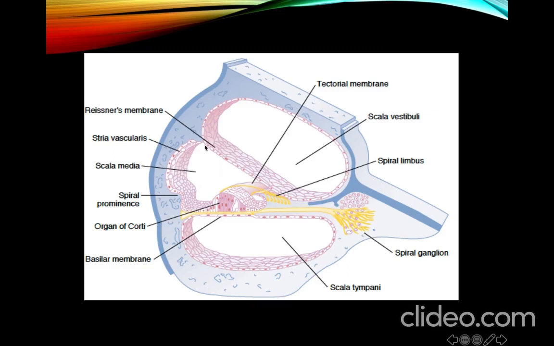Though there is a membrane between them, it is only to separate the fluid present in the scala vestibuli from that present in the scala media. The fluid in the scala vestibuli and the scala tympani is basically the same because they are connected with each other, while the fluid in the scala media is different. This fluid is known as the endolymph, while that in the scala vestibuli and scala tympani is known as the perilymph.